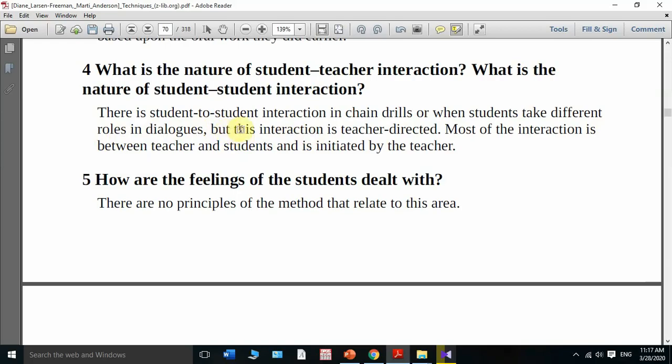As I said, this interaction is teacher-directed, so here it is. Most of the interaction is between teacher and students, and also it is initiated by the teacher. So most of the time it's the teacher who directs the flow of the class and also what happens in the classroom.